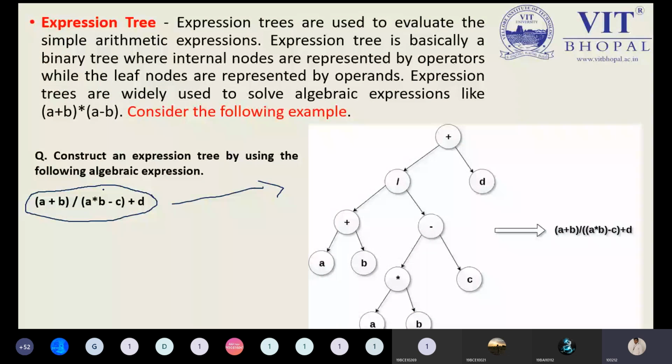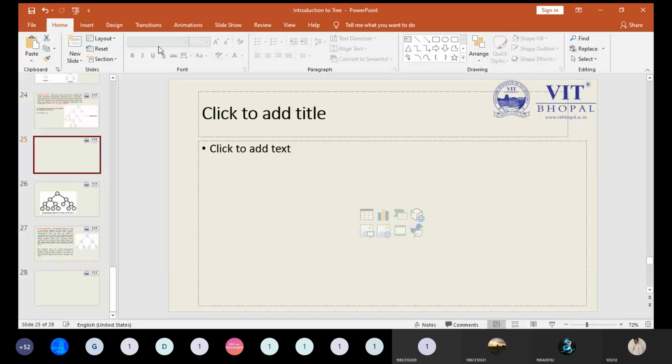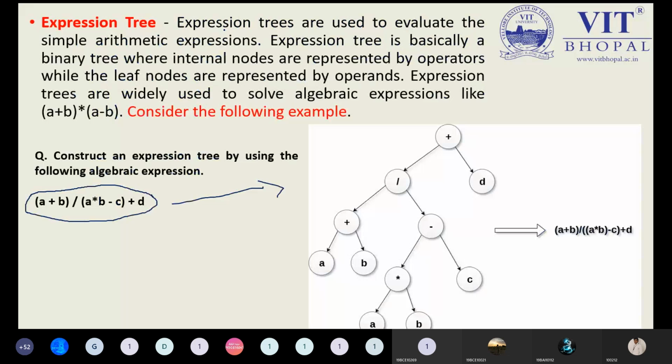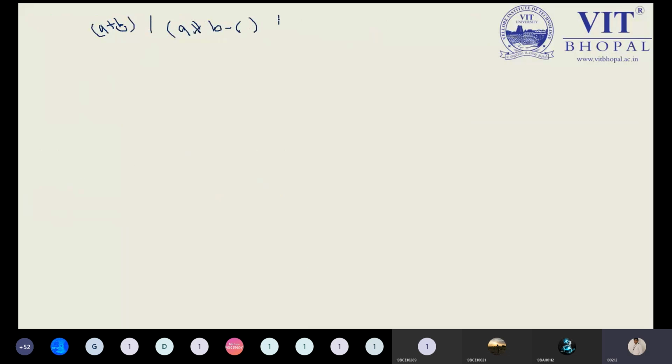What is the expression? A plus B, that is already in brackets. And what is the next part? Divide by, in the bracket, A into B minus C, and then plus D.